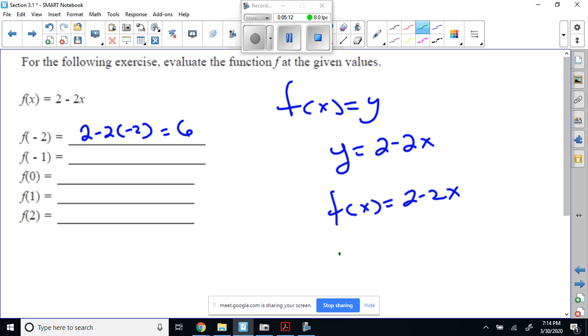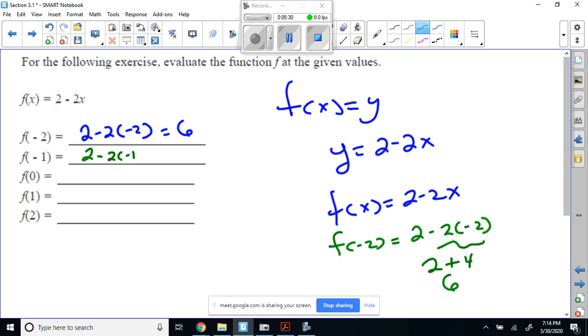So when it says f of -2, you're really going 2 times -2. This will give you +4, and this would be 2 plus 4, which is 6. So basically, can you take input values and find outputs, right?